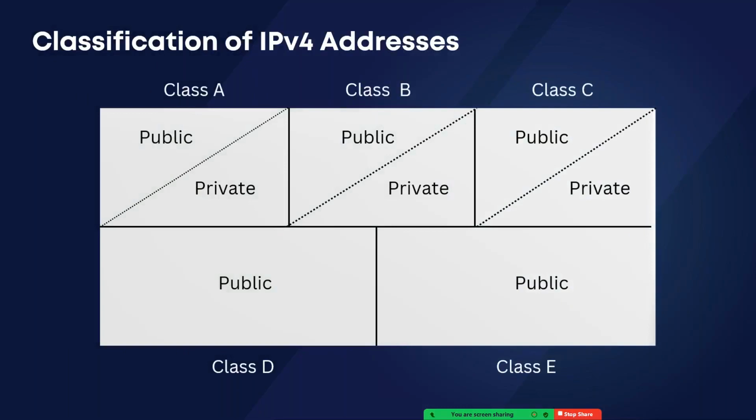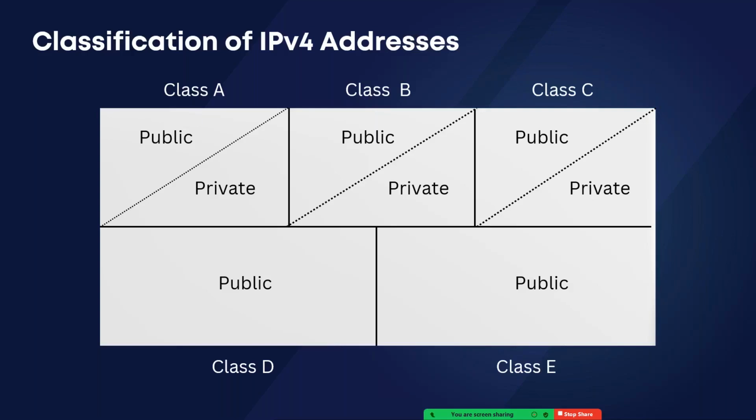So let's talk about the classification of IPs in today's class then. So as mentioned, your whole IPv4 addresses from the first IP, 0.0.0.0, till the last IP, 255.255.255.255, are divided into certain categories. Firstly, this category is called classes, class A, B, C, D, and E.